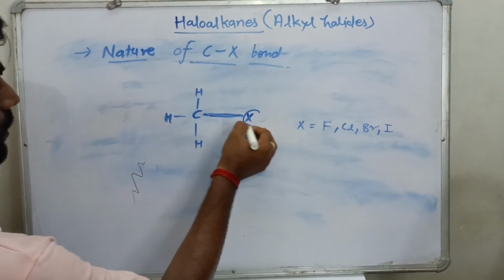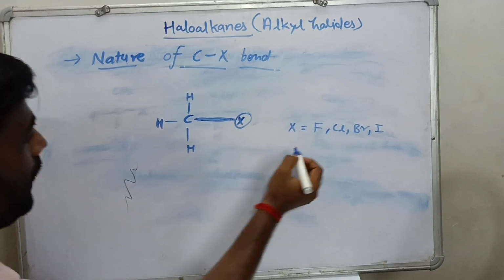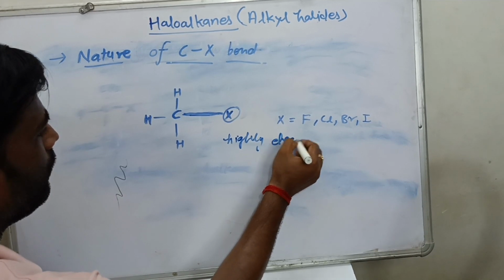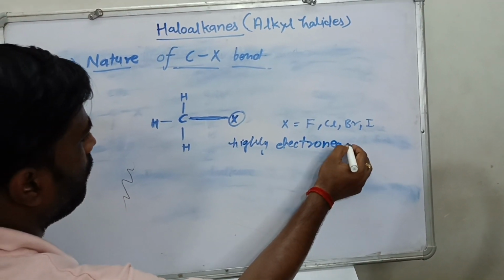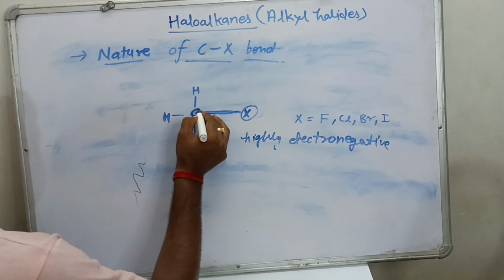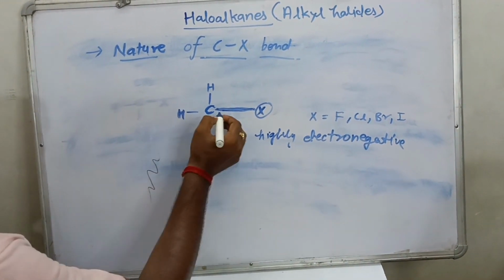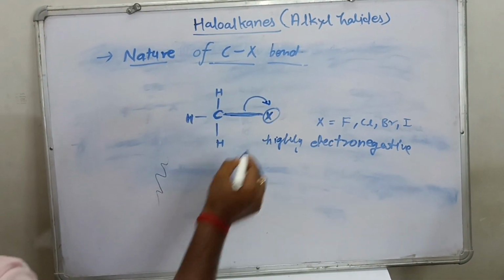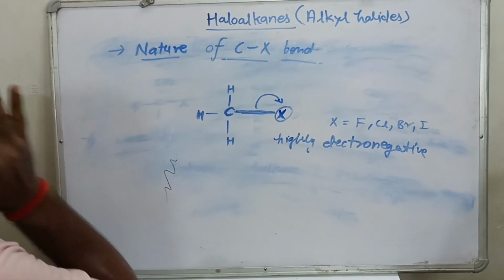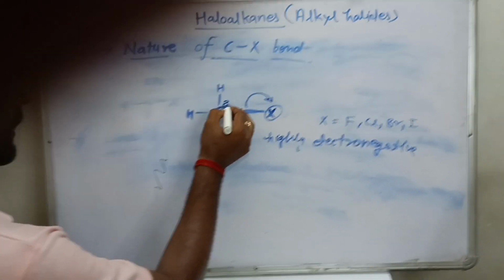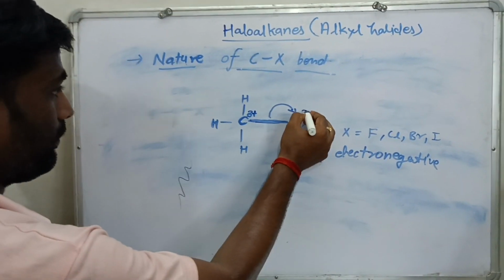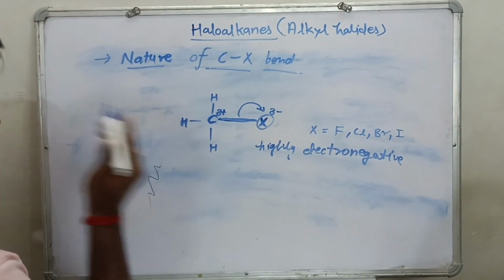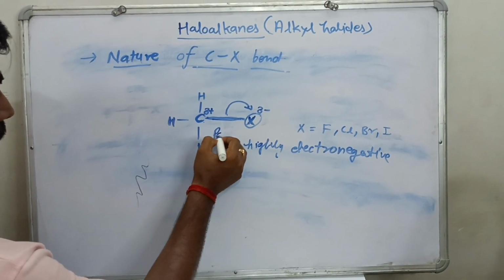As we know, all the halogen atoms are highly electronegative, highly electronegative compared to the carbon atom. So they will withdraw the electrons of this bond towards themselves. That is, halogen atoms will withdraw the electrons, resulting in a partial positive charge on this carbon atom and a partial negative charge on the halogen atom. So this bond between carbon and halogen atom, that is the CX bond, becomes polar.